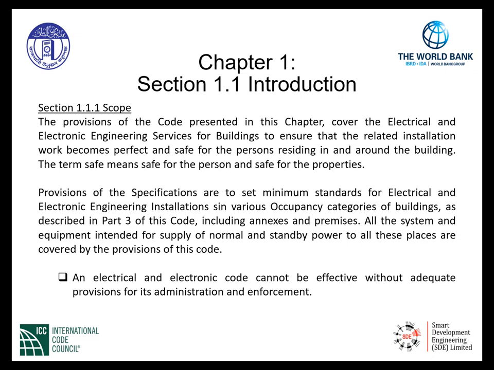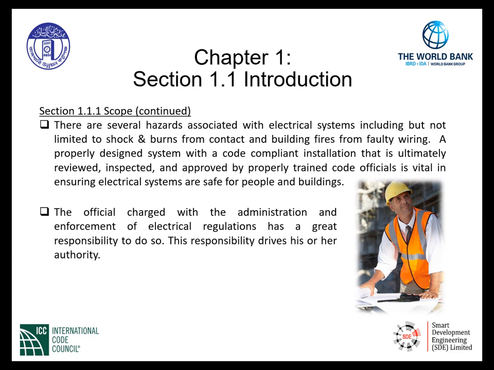An electrical and electronic code cannot be effective without adequate provisions for its administration and enforcement. This paragraph lays out the importance of a good code program and proper inspection of these electrical systems. Section 1.1.1 Scope continued. There are several hazards associated with electrical systems, including but not limited to shock and burns from contact and building fires from faulty wiring. A properly designed system with a code-compliant installation that is ultimately reviewed, inspected, and approved by properly trained code officials is vital in ensuring electrical systems are safe for people and buildings.